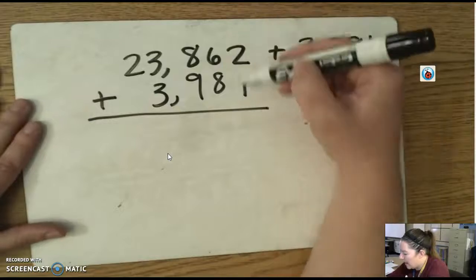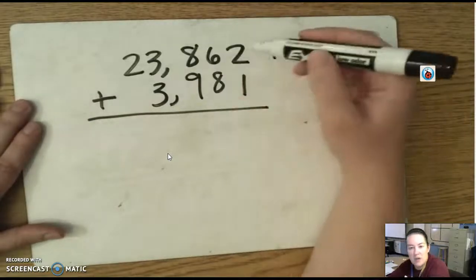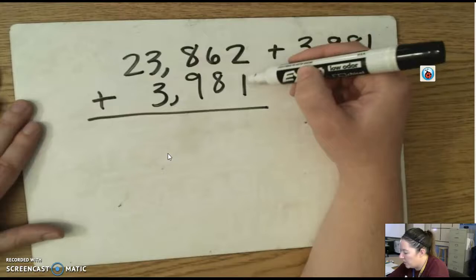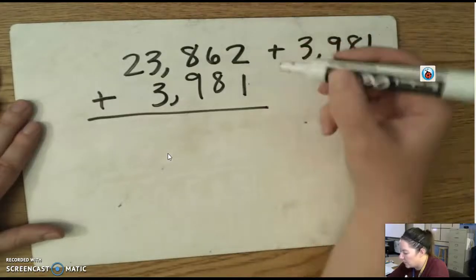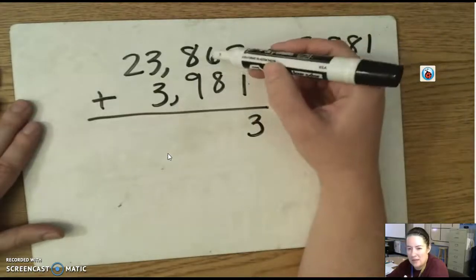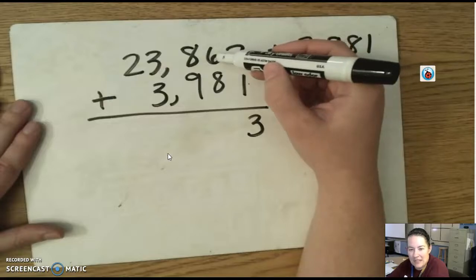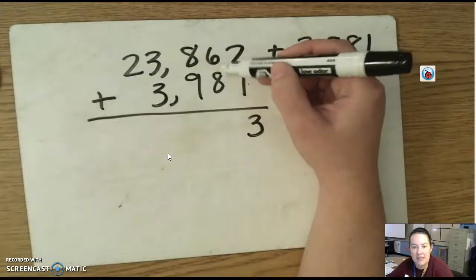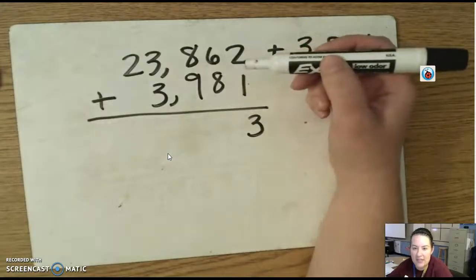And now I'm going to add place value by place value, starting with the smallest one. So I'm going to start here in the ones place. So 2 ones plus 1 one is 3 ones. Now I'm in my tens. So I've got 6 tens plus 8 tens, or 6 plus 8. So what is 6 plus 8?